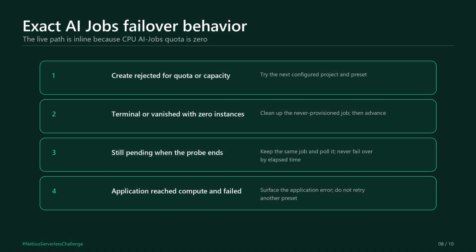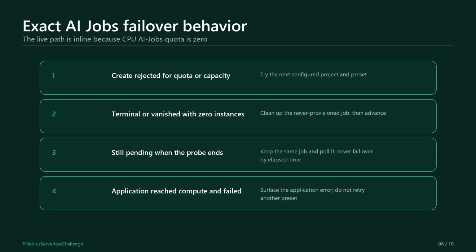The failover rule is narrower than a timeout. If job creation is rejected for quota or capacity, Archon tries the next configured project and preset. If a job reaches a terminal failure with 0 instances, or vanishes while provisioning, Archon cleans up the never-provisioned job and advances. If the bounded probe ends while the job is still pending, it keeps that same job and continues polling. Elapsed time alone never triggers failover or a duplicate submission.